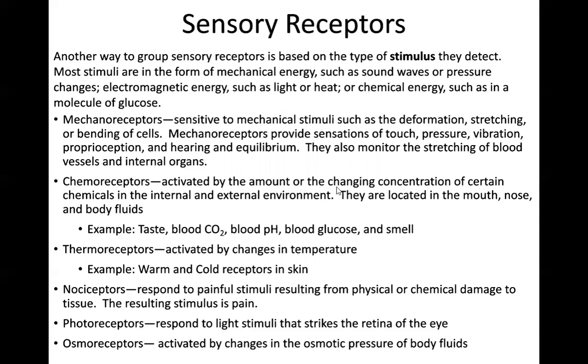Chemoreceptors, the key here is they are sensitive to chemical changes, either the amount or the changing of a concentration of them, either internally or externally. In our nose, that's what we're responding to when we smell things: chemicals. We taste things, those are chemicals. We also, like I said just a little bit ago, can kind of taste our body fluids. I say that really, really loosely. So it's not actually taste, but we have the ability to monitor blood pH, blood glucose, blood CO2, blood O2, those kinds of things.